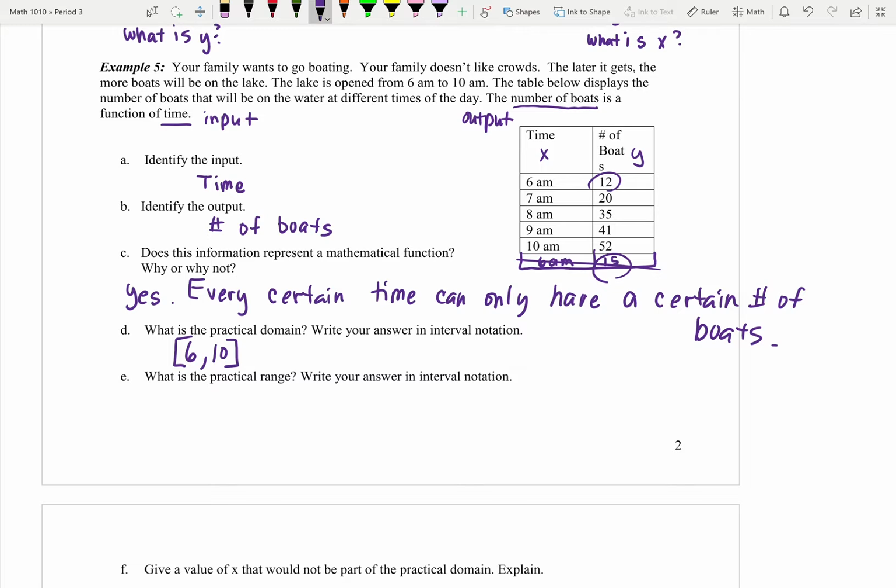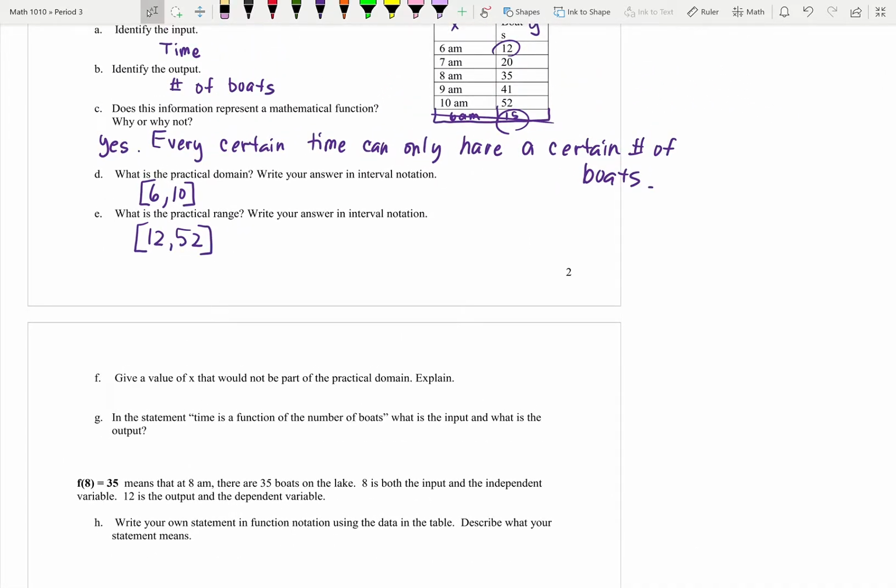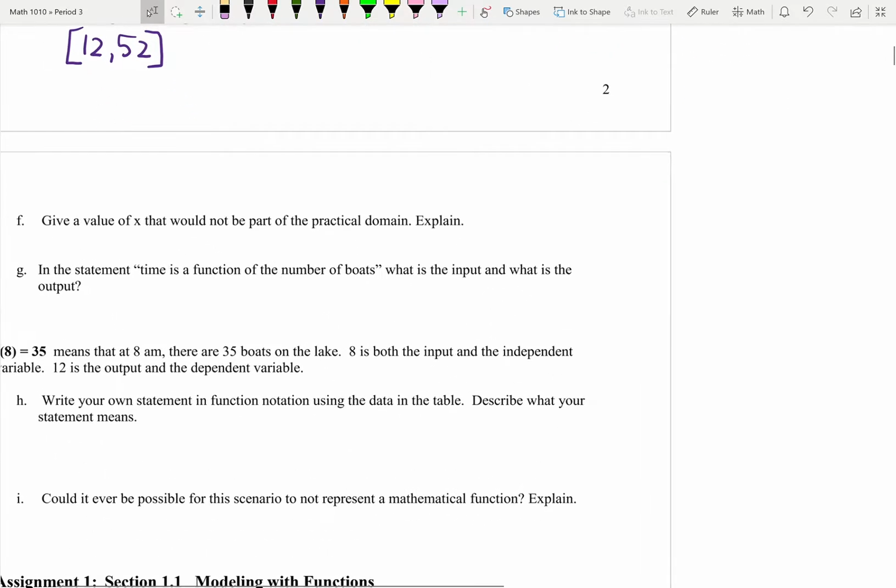Good. Number of boats. What's the smallest number of boats we had? 12. And what's the biggest number of boats ever listed on the whole thing? 52. So the y is going to range between 12 and 52, and the x is going to go between 6 and 10. Okay, look at question F. Give a value of x that would not be part of the practical domain. You guys do that.